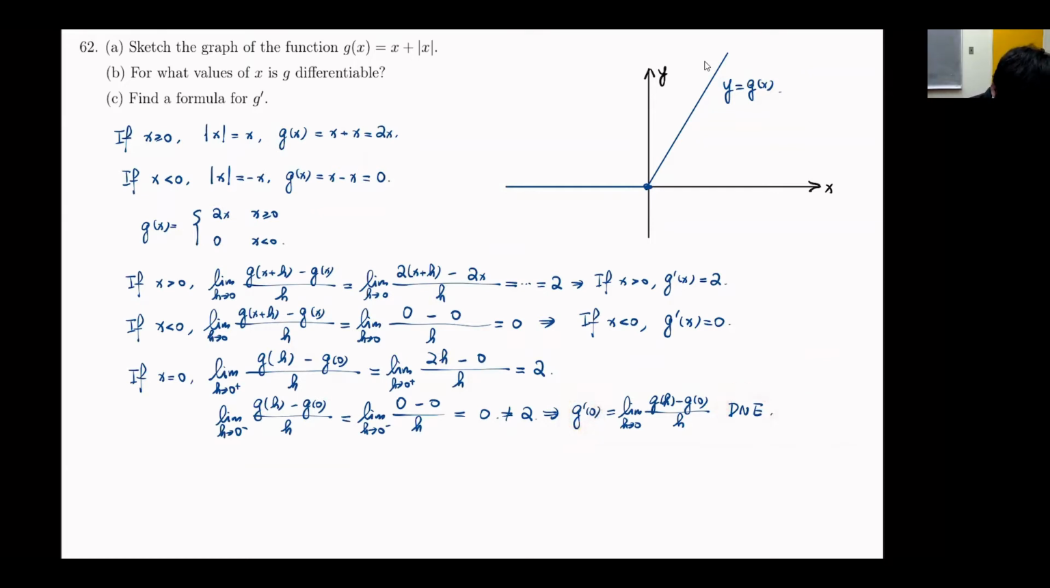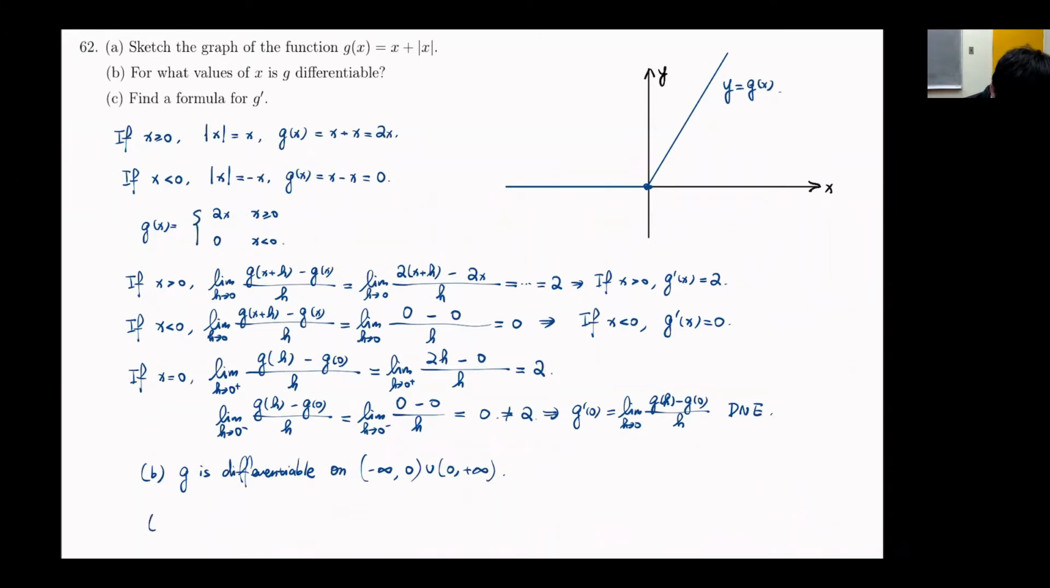Okay, so this way we see the answer for part B is that g is differentiable when x is non-zero. We could also say that g is differentiable on the interval minus infinity to 0, union with 0 to positive infinity.